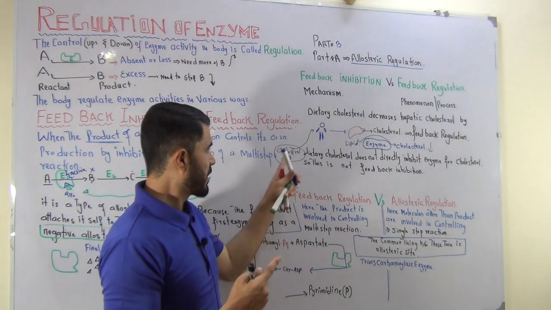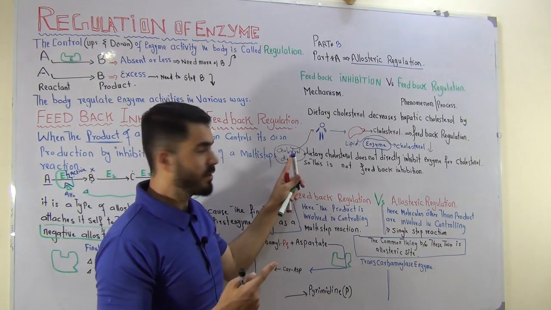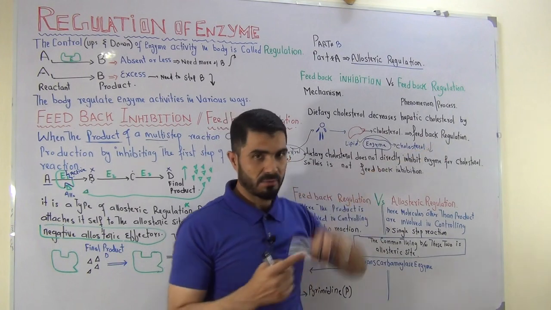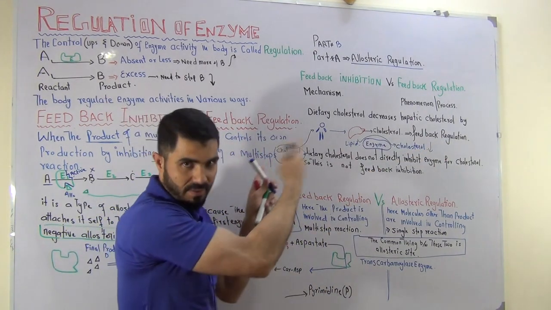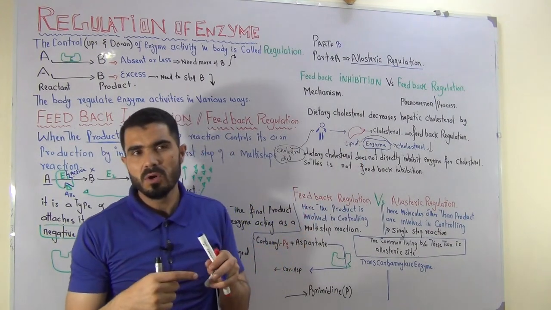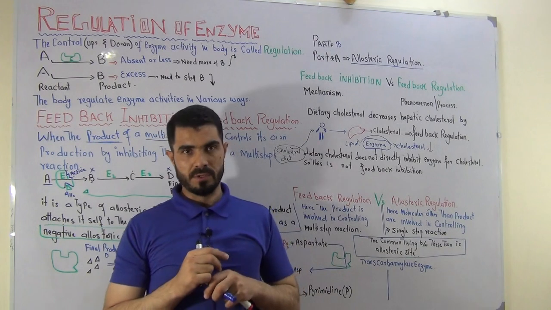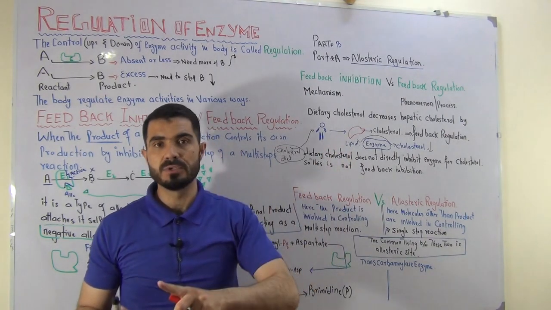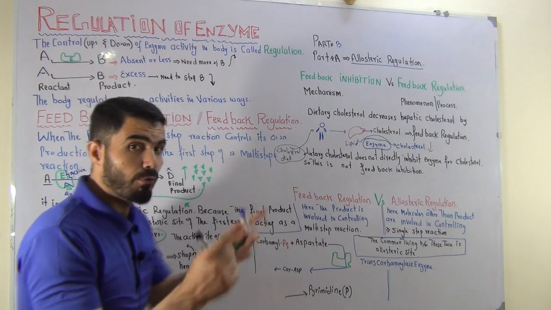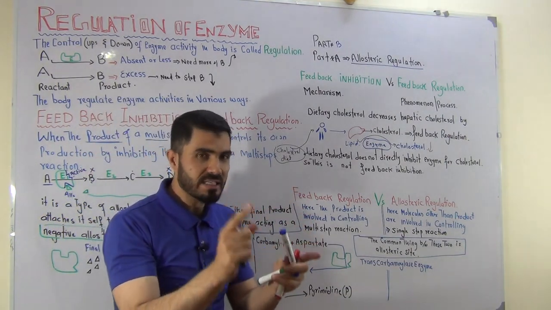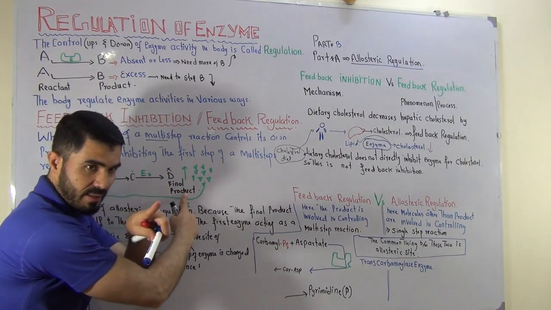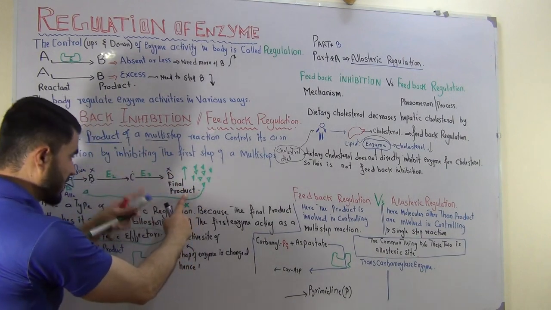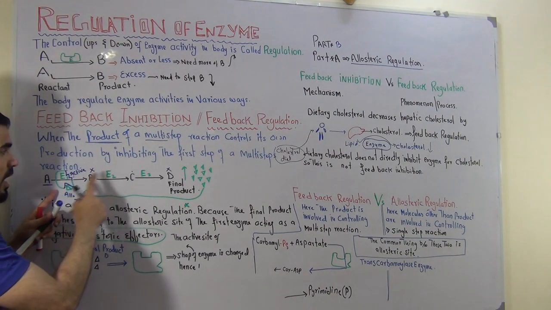In simple words, we say if you take cholesterol in the diet and your body decreases cholesterol, this is called feedback regulation. Now we will also check whether this process is feedback inhibition as well or not. The answer is no. This is not feedback inhibition. Why? Because for feedback inhibition, there must be a product, number one. Number two, the product must attach itself to the first step of a multi-step reaction.